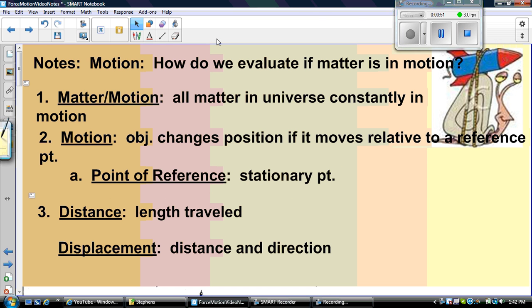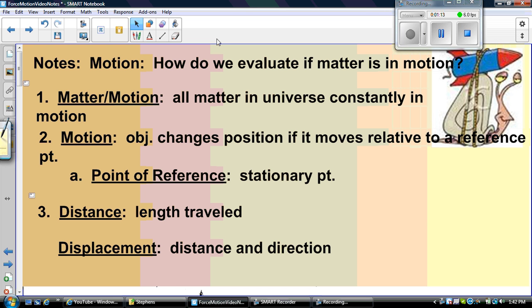Okay, so in order to figure out if matter is in motion, we need to know that all matter is constantly in motion. Because remember, in our last unit we talked about matter being made up of atoms and particles that are always in motion. They always have kinetic energy, even if they're in a solid, liquid, or gas. So how do we know if that motion actually moves?